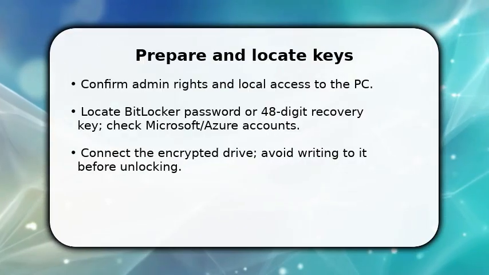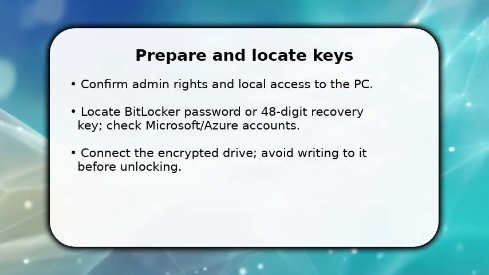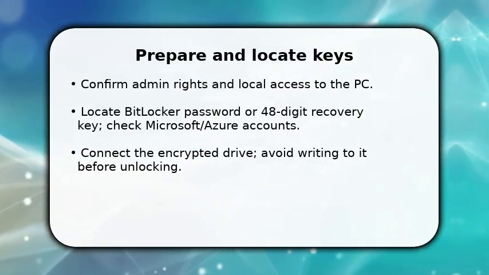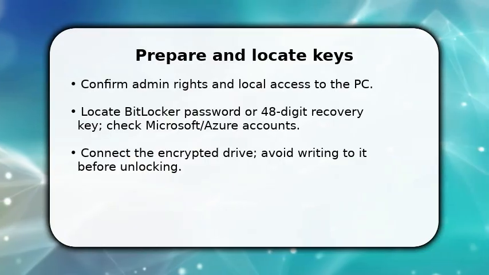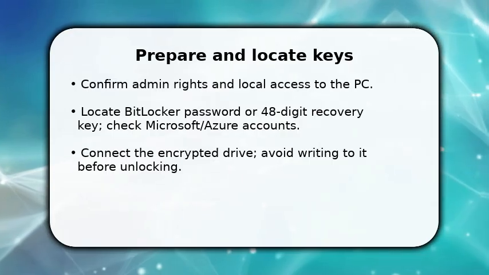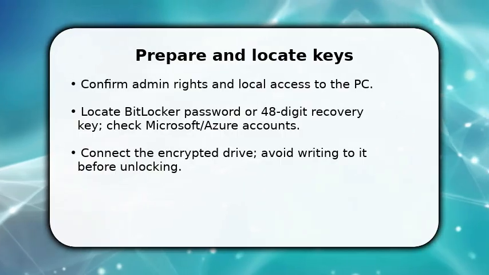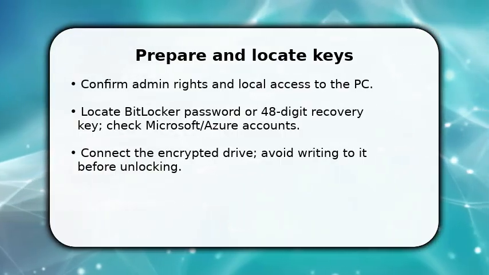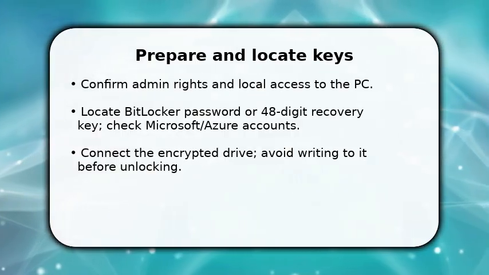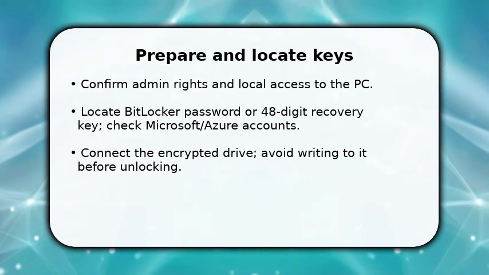You start by making sure you have administrative access and the physical drive connected. This is required to issue unlock commands. Next, find the unlock secret. Either the BitLocker password you set or the 48-digit recovery key stored in your Microsoft account, Azure AD, Active Directory, or a printed backup. Once done, don't initialize or format the drive. That destroys decryption options. Make sure the system is stable and plugged in so the process won't be interrupted. Then proceed to the unlock step.